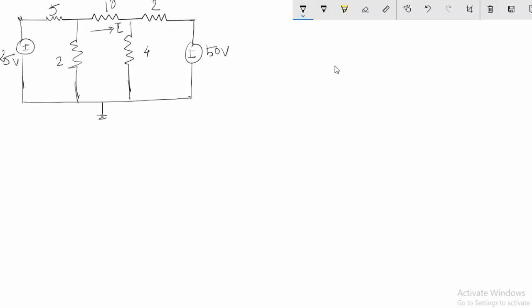So this is my problem, and the question is to find the value of the current I. So this is my current I.